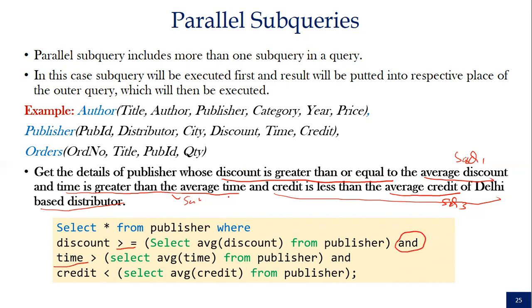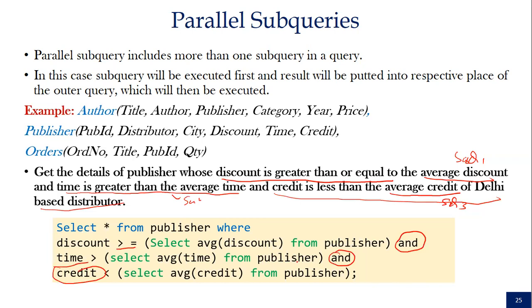Okay. And the third condition is that credit is less than. So credit we have written using AND. So you can see all the conditions are running parallelly, but here we have to write a subquery along with that. So these subqueries can be executed parallelly. So that's why we are assuming it as a parallel subquery.